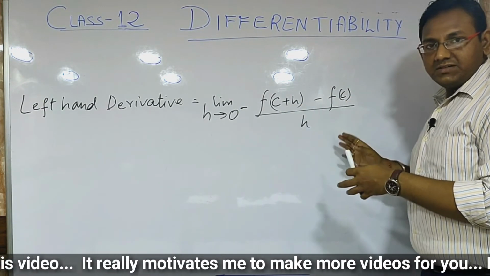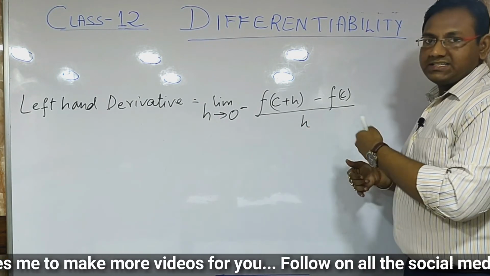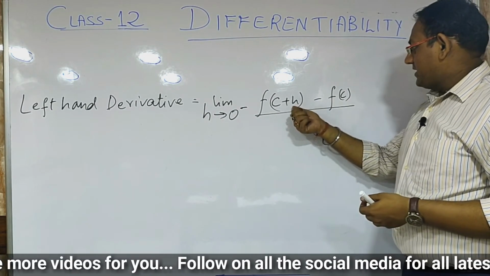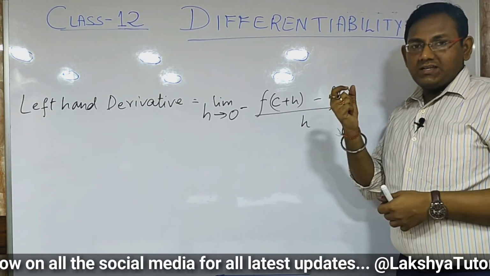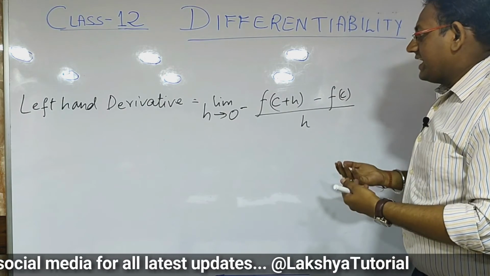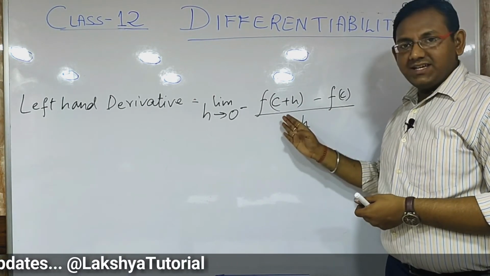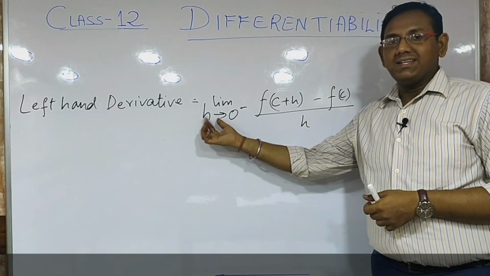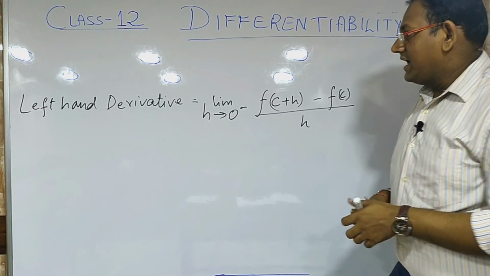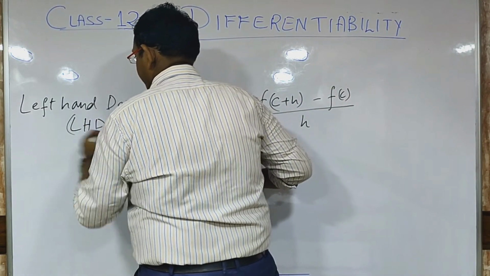Now what is this point? This point is c plus h. That means in the previous part, when we were discussing the graph, we were considering a point c plus h, and this point is c. The difference between them is very small. So we are just thinking about the difference of the functions: the function at the point c plus h and the function at the point c, divided by h. In short, we write the left hand derivative as LHD.